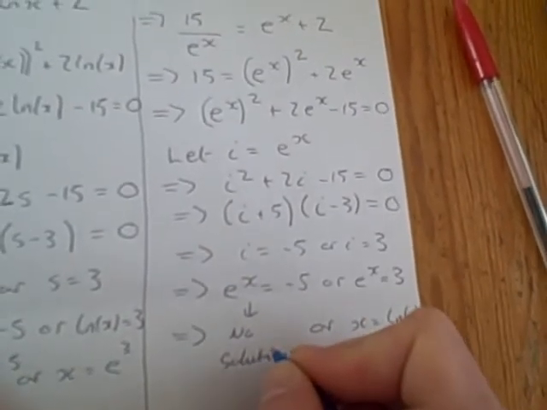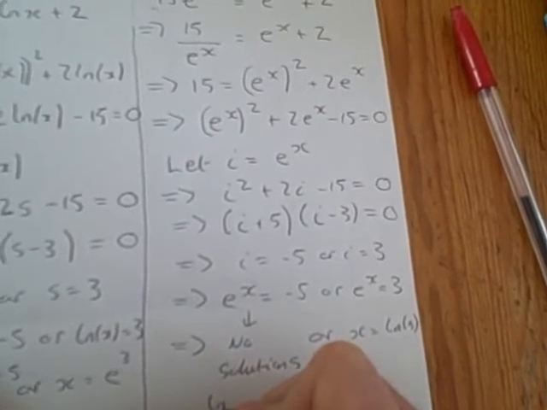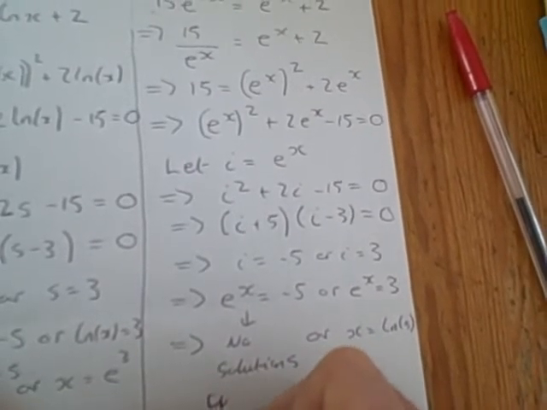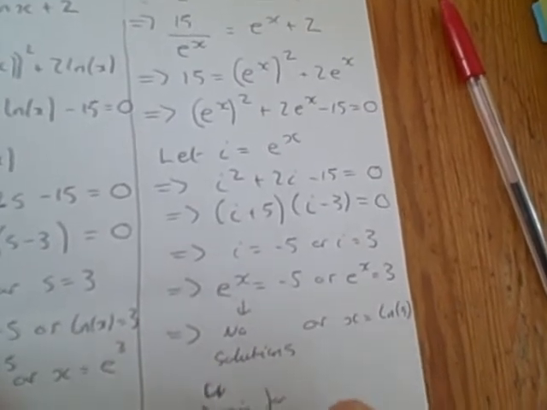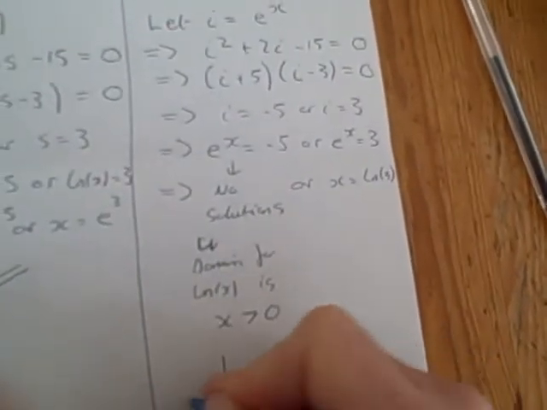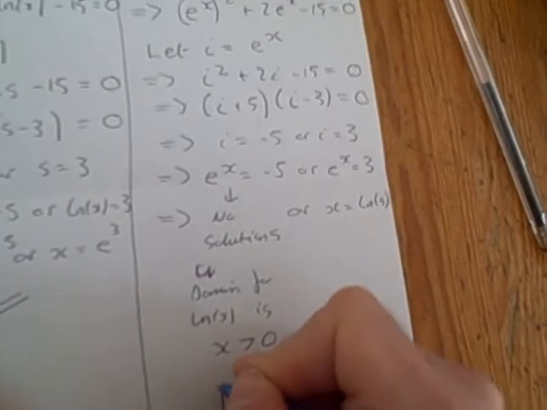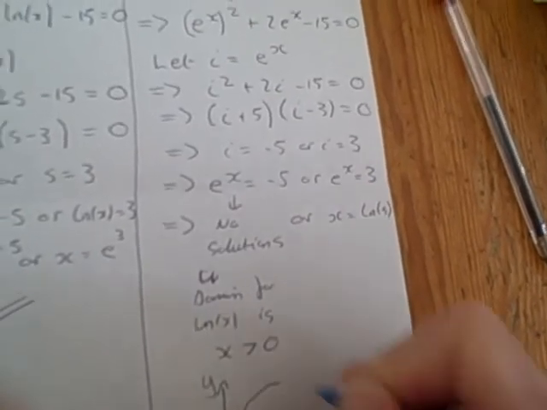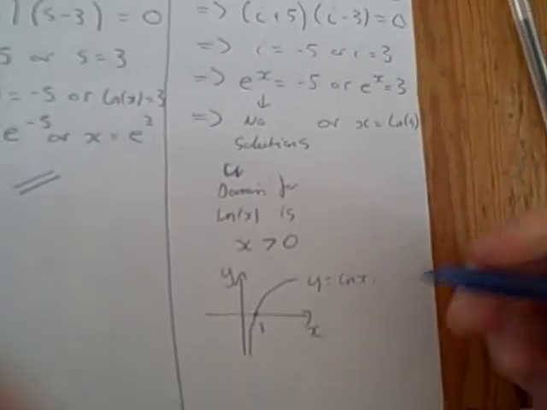And the reason we have no solutions is because the domain for ln x is x greater than 0. And we can visualise that. You don't need to draw the graph in the exam, but remember, here's the graph, y equals ln x. So there we have it. There's the graph.